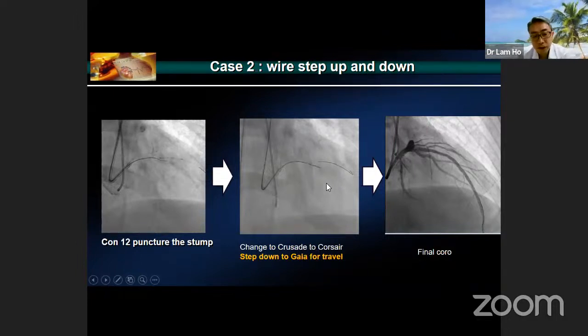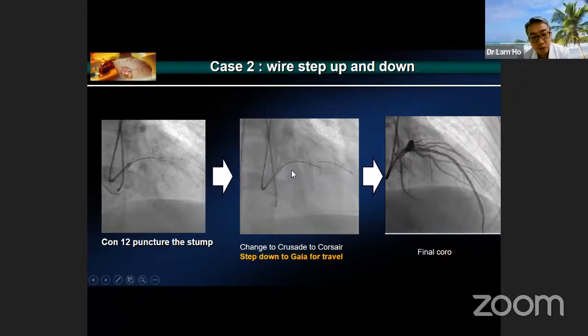Because for a CTO, you should think of it in three parts. One is the antegrade stump, the proximal cap, and then the CTO body. The proximal cap is very hard. The CTO body is very soft. And the distal cap is harder than the CTO body, but softer than the proximal cap.